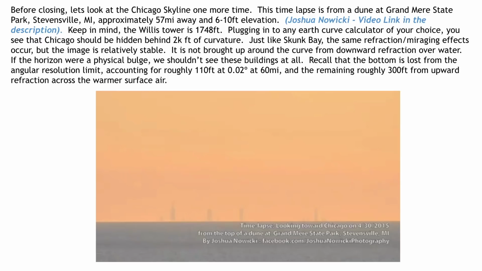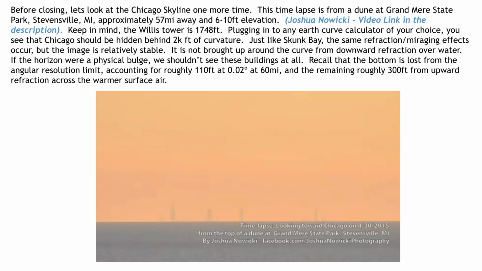So before closing, let's look at the Chicago skyline one more time. This time lapse is from a dune at very close to the water, Grand Mere State Park, Stevensville, Michigan, approximately 57 miles away. And again, video link in the description. Keep in mind that the Willis Tower is 1,748 feet high. If you plug it into any earth curve calculator of your choice, you see that all the buildings of Chicago should be hidden behind 2,000 feet worth of curvature, physical curvature. You should not be able to see them.